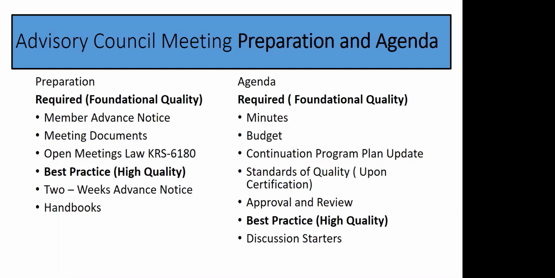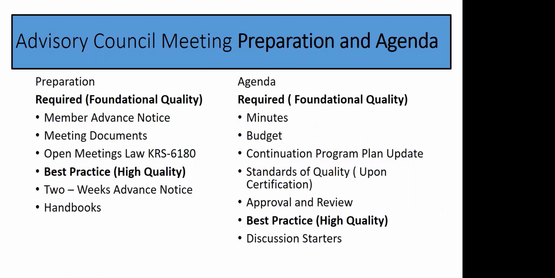Let's see. Open Meetings Law, KRS 61.80. Meetings are open to the public, and public notice of all meetings must be published as required by the Open Meetings Law, KRS 61.80. To fulfill this requirement, you simply need to advertise your meeting using some kind of local media outlet. For me, as a coordinator, I would use our local newspaper. That was one that really worked well. I know other people would use our radio station. That was a good way to get that information out. So it's just some kind of local media outlet.